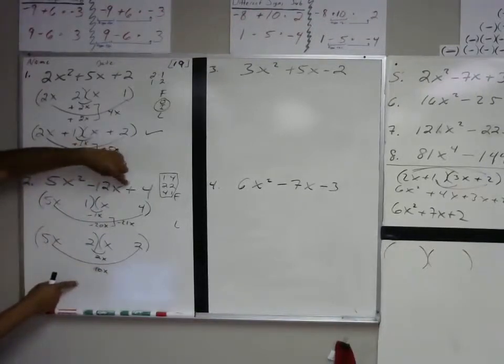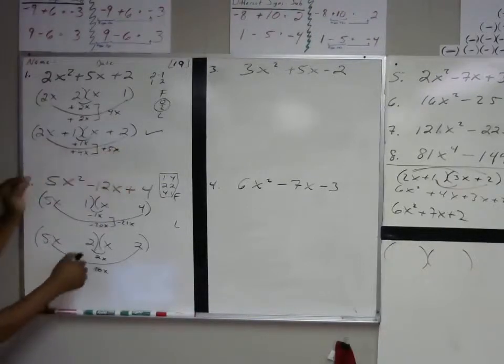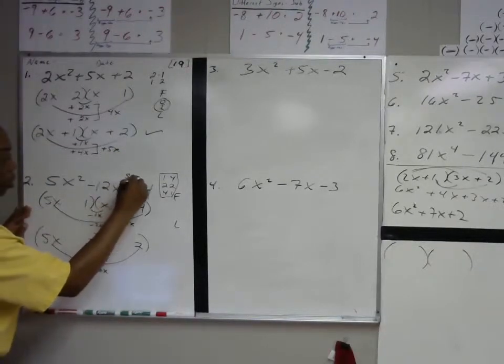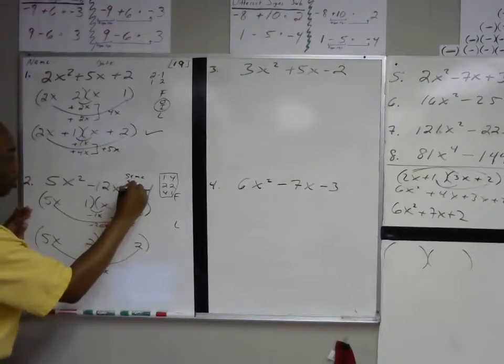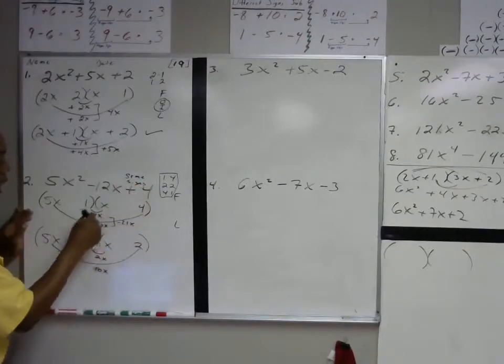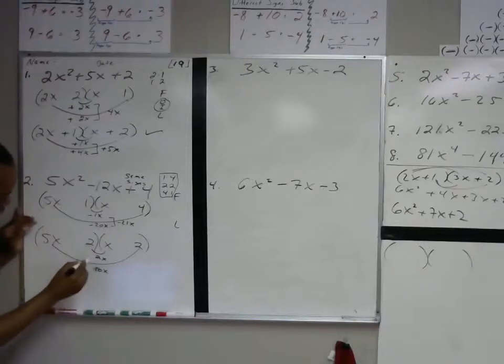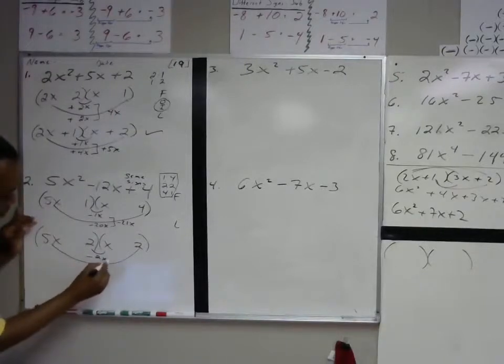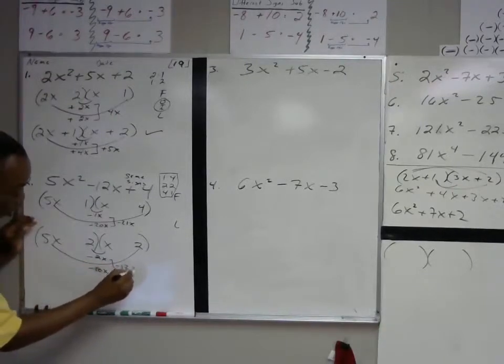We want the signs to be the same, either negative, negative, or positive, positive, because plus means same signs. Let me write this down here. Plus means same signs. And we want to get a negative 12x. So if I use same signs here, negative, negative, that does become a negative 12x.